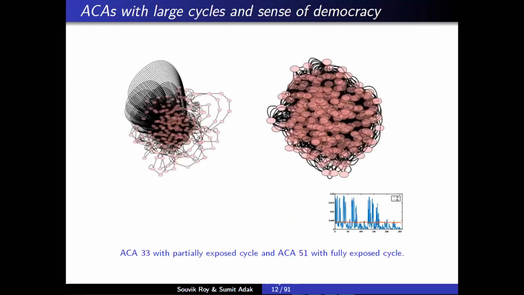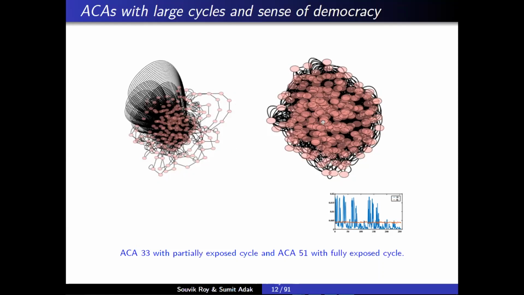Let us show the result of this experimental approach. This is rule 33, which we call partially exposed, and this is rule 51, where every configuration is almost equally exposed. If you evolve the system, they are equally exposed, and here it is hard to reach a few configurations. We name these hidden configurations in some of our other works.